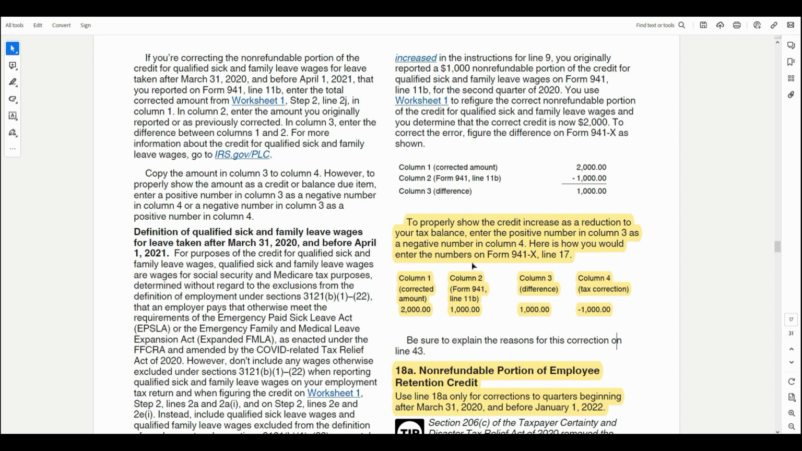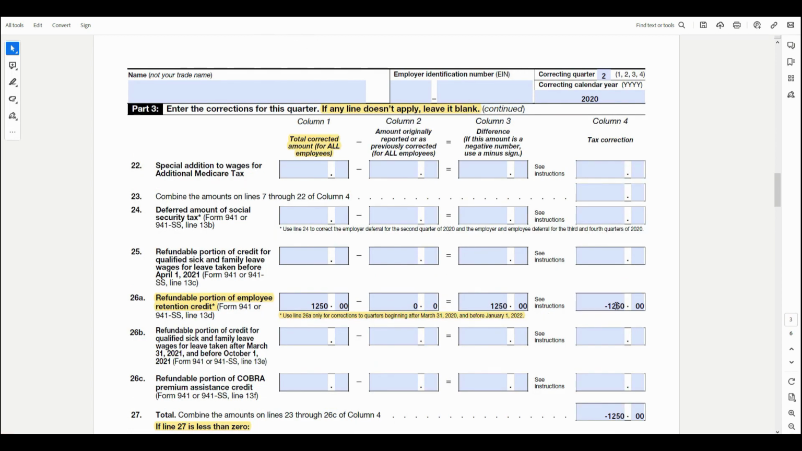Here's how you would enter the numbers from form 941-X. Column 1, you have 2,000. Column 2 is 1,000. The difference between those two is 1,000, so that's positive. On column 4, that's how you would enter it, a negative 1,000 to claim that refund. So that's what we did here.